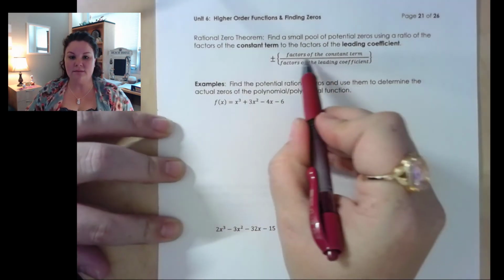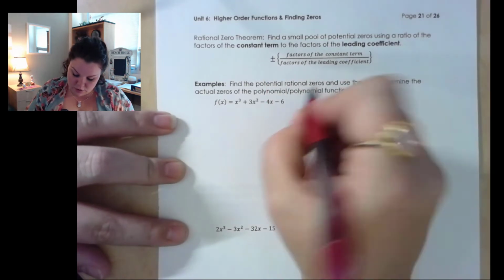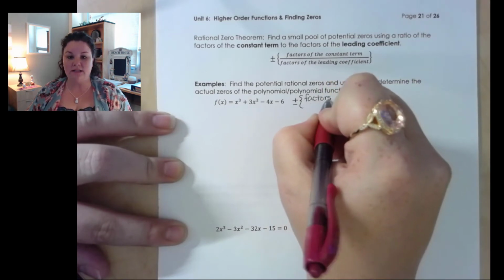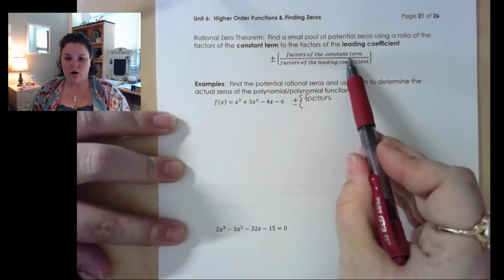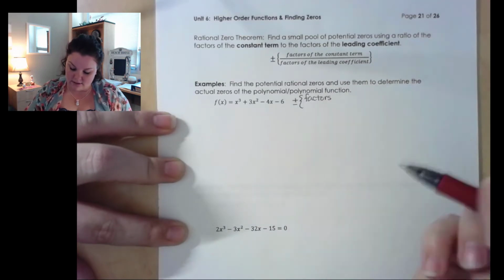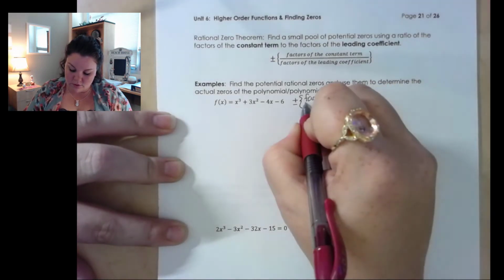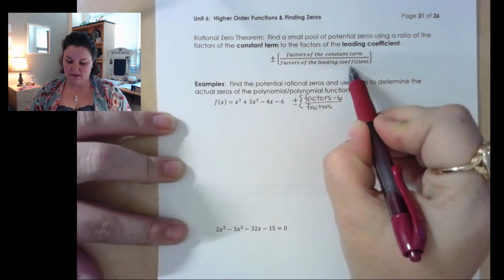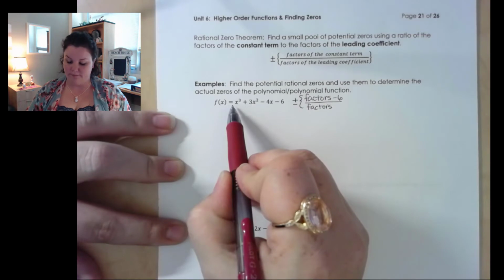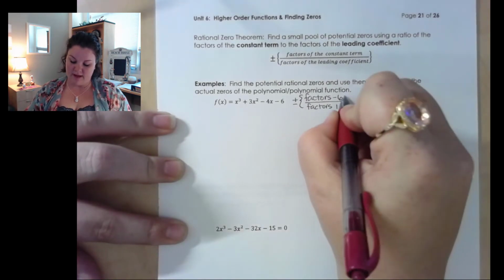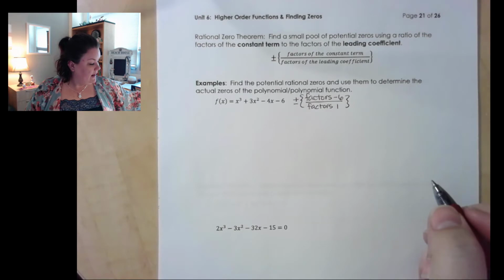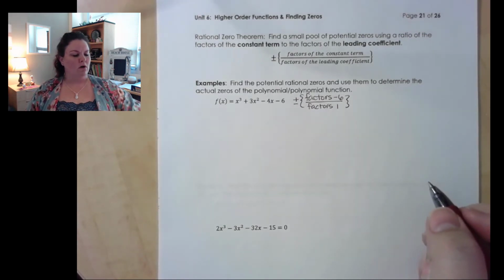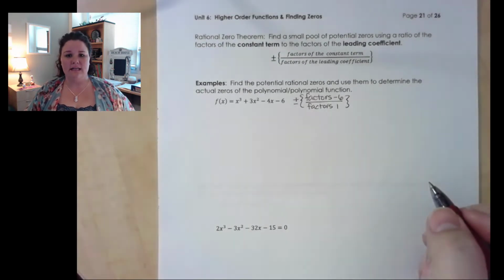So to determine the possible zeros, we're going to use this shortcut. So we do plus or minus the factors of our constant term, right? So here our constant term is -6, all over the factors of our leading coefficient. So our leading coefficient here is a 1. So we're doing all the factors of -6 divided by all the factors of 1. So I need to figure out what are all the things that divide evenly into -6.